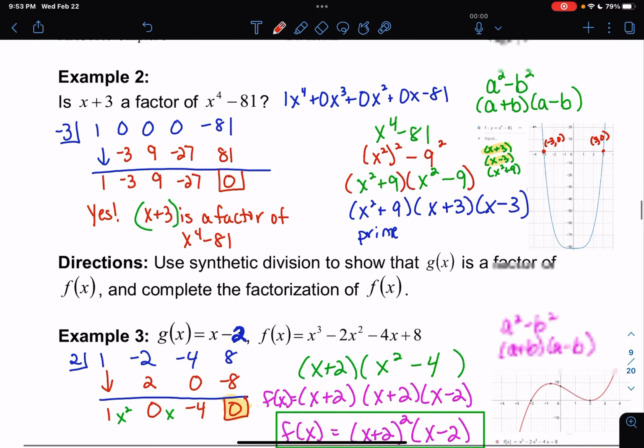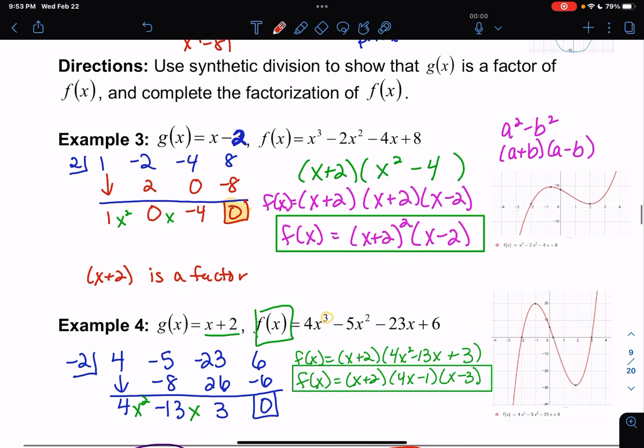So there's a nice relationship between the factors of a polynomial, the results of synthetic division, the degree of the polynomial. Let's look at example 3.